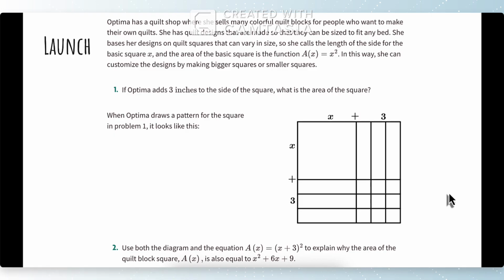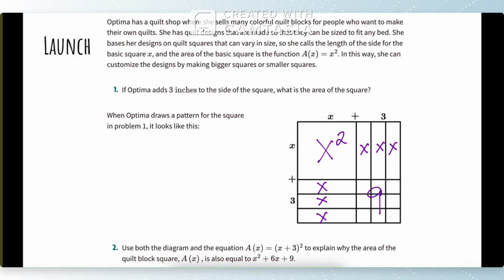Notice here we've got that quilting pattern. So if Optim uses 3 inches to the side of the square, and the original face of her robot quilt was that x squared, and then we added on these 3 additional inch pieces. This is our square pattern, and then our 3 times 3 are these 9 little squares in this corner, right?